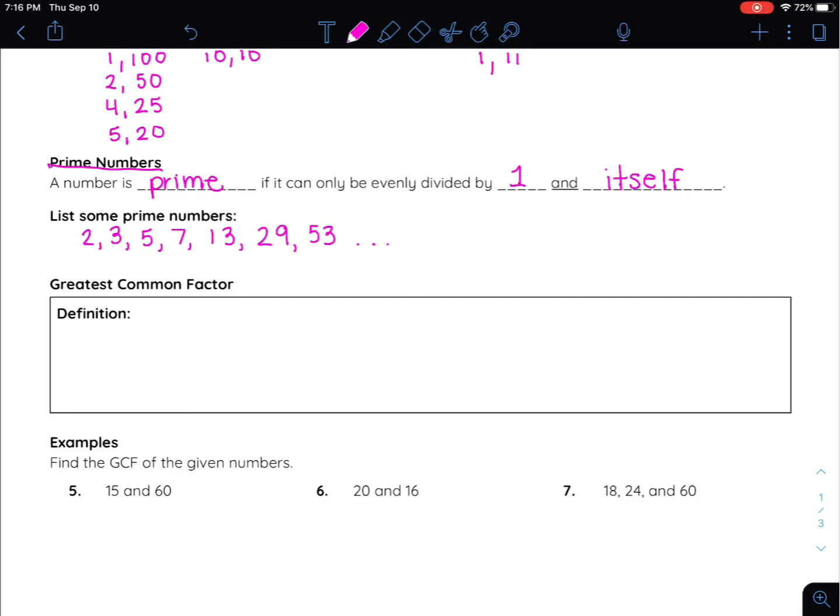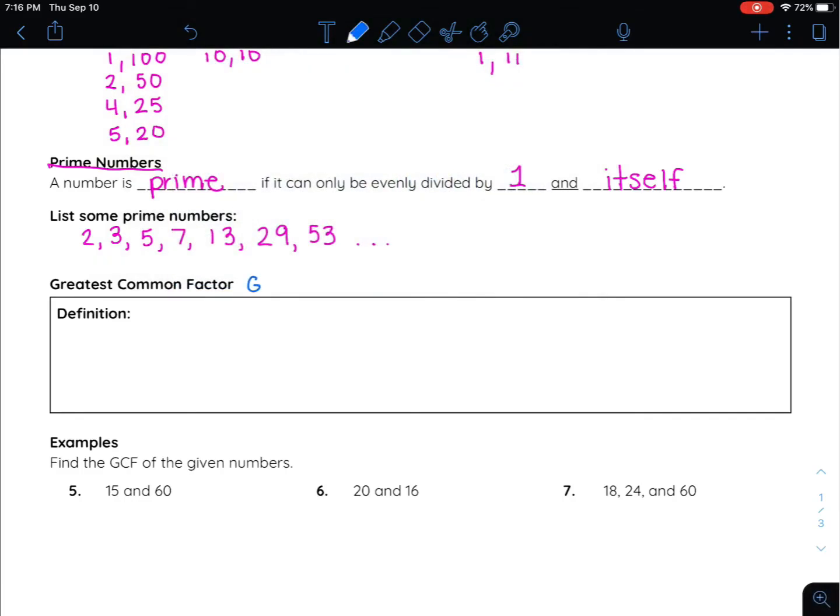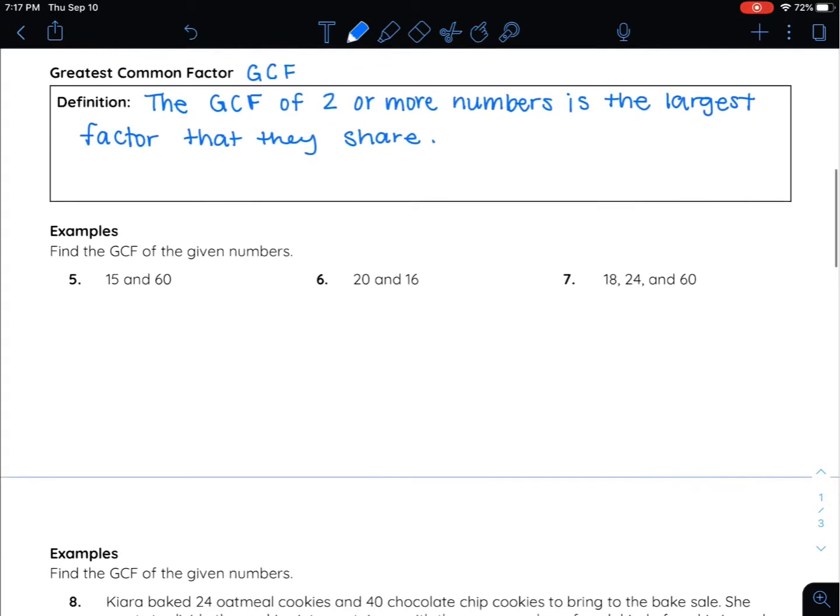Our next definition is greatest common factor. And actually, it's nice to abbreviate this because it's kind of long. So we can call it GCF. And here's the definition. The GCF, greatest common factor, of 2 or more numbers is the largest factor that they share. So let's try some examples.